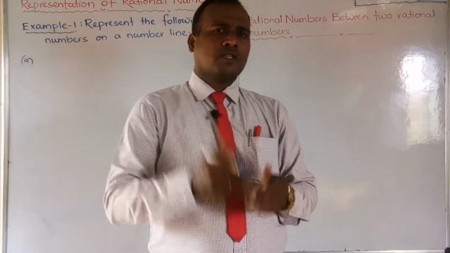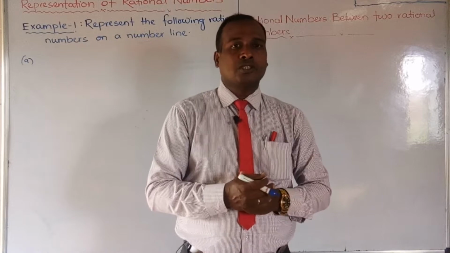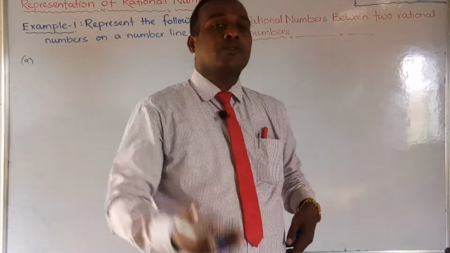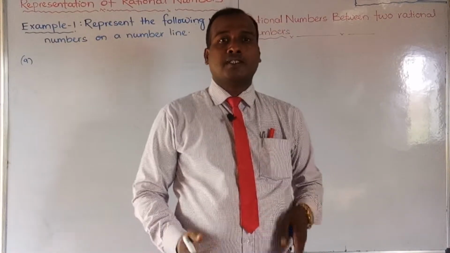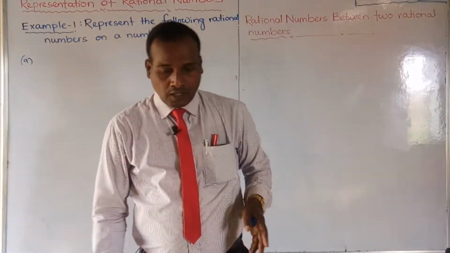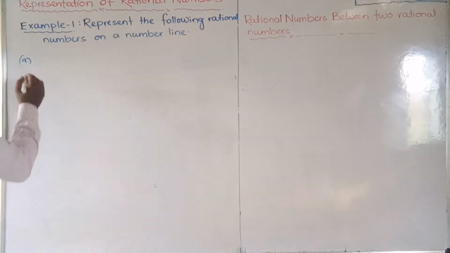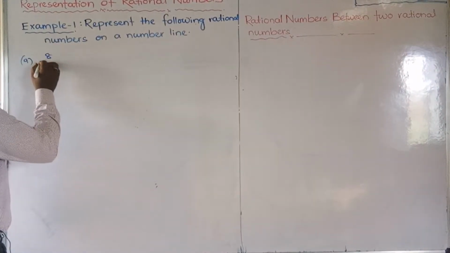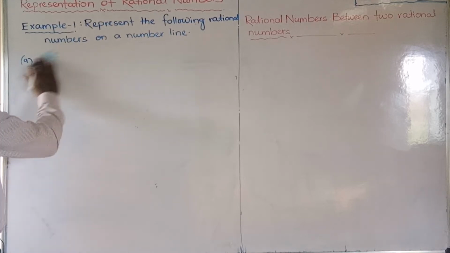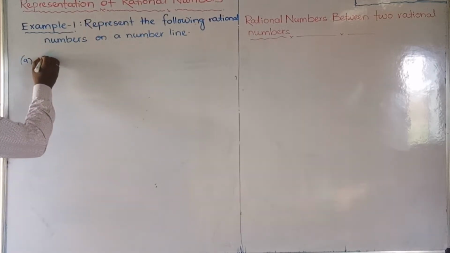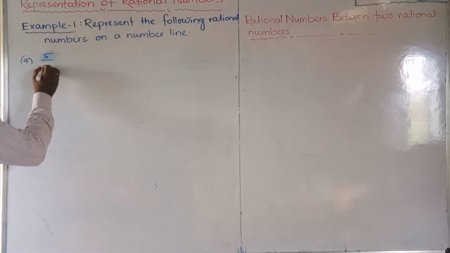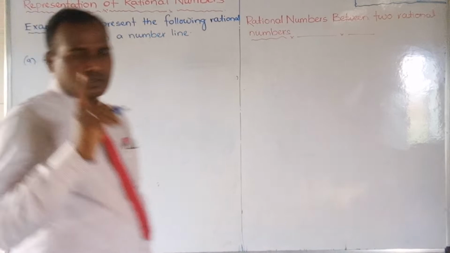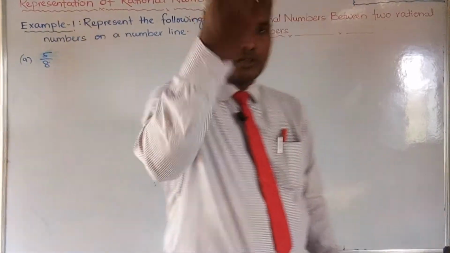Let us first discuss with examples. If the rational number is a proper fraction, how do we represent it on the number line? Now let us see, students. First of all, I will take one proper fraction, 5 by 8. So 5 by 8 is a proper fraction. How will it be represented on the number line?